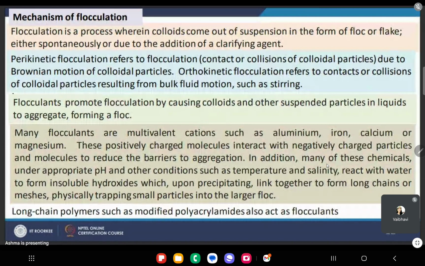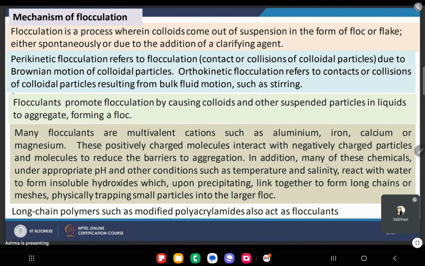Next we have the mechanism of flocculation. Flocculation is a process wherein colloids come out of a suspension in the form of flock or flake. We can do the flocculation either by just gently mixing it, or we need to add some external chemical for the flocculation to take place. So generally flocculation takes place by two mechanisms.